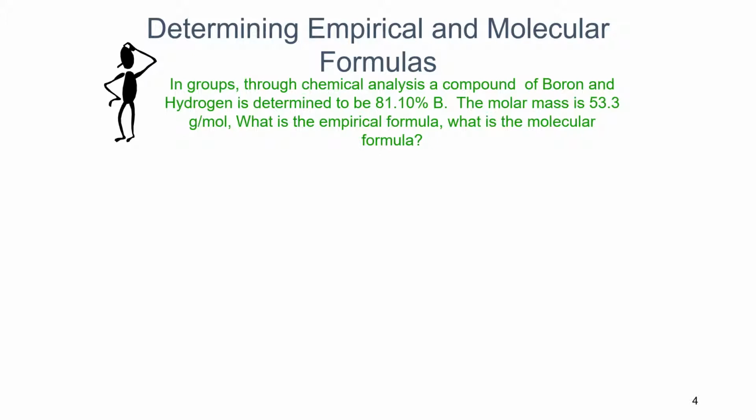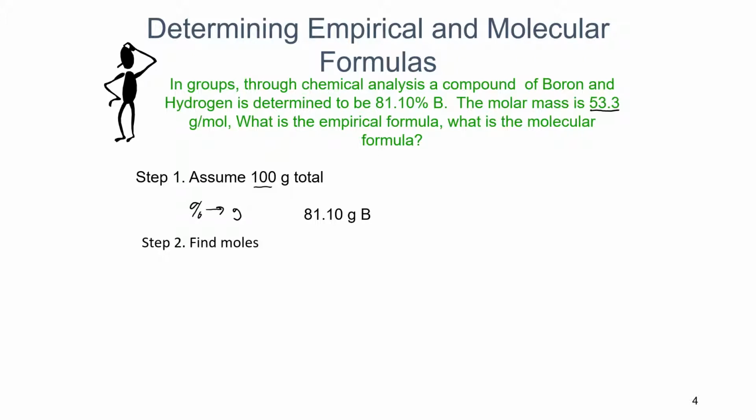So if we had a compound that was analyzed and was determined to be 81.10% boron, and the remaining portion of the compound is hydrogen, we're tasked to find the empirical formula and the molecular formula if the molar mass is this. Okay, so let's assume 100 grams total. That's how we start. And then we'll find moles. So if we have 81.10 grams of boron present, remember we went from percent units to assumed gram units, because we had 100 grams total compound.